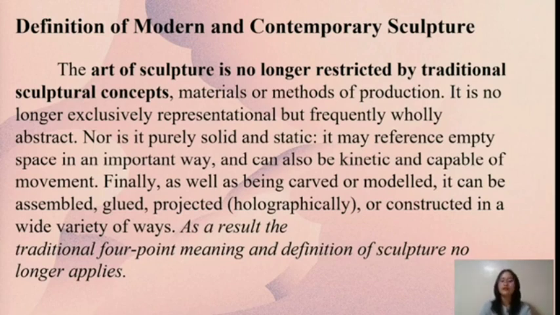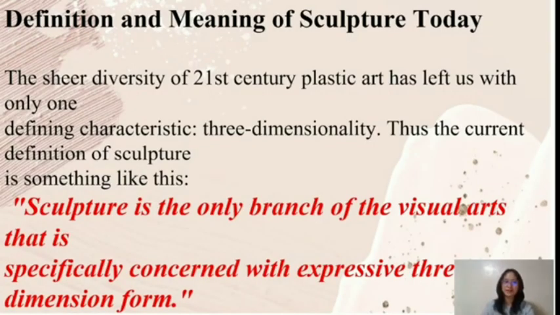Finally, as well as being carved or modeled, it can be assembled, glued, projected, or constructed in a wide variety of ways. As a result, the traditional four-point meaning and definition of sculpture no longer applies. Definition and meaning of sculpture today. The sheer diversity of 21st century plastic art has left us with only one defining characteristic, three-dimensionality. Thus, the current definition of sculpture is something like this. Sculpture is the only branch of visual arts that is specifically concerned with expressive three-dimensional form.